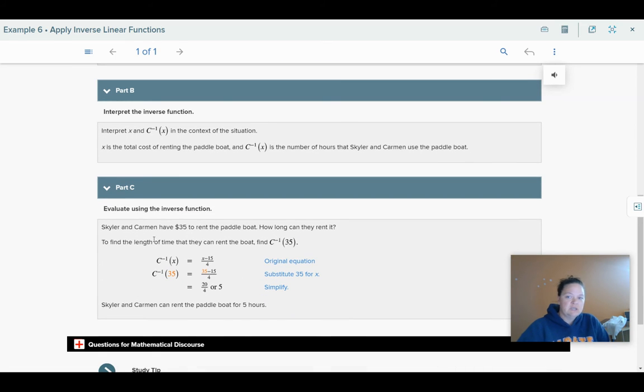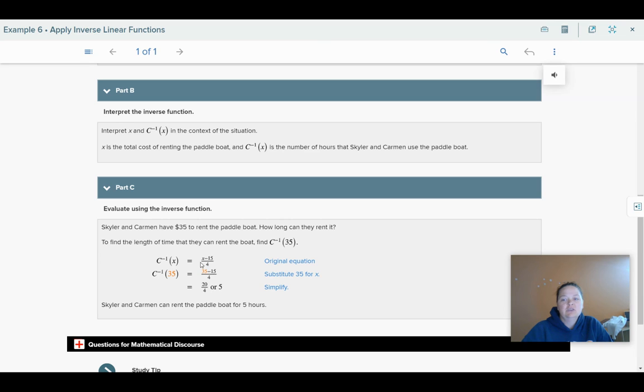Now, why would you do this? A good example of why you would want to do this inverse is, let's say Skylar and Cameron have $35 to rent the paddle boat. How long can they rent it? They want to know, how many hours can we get out of this if we only have $35? So instead of using c(x) = 4x + 15 and plugging in different times and seeing which one comes up to be 35, they're just going to use this inverse function.